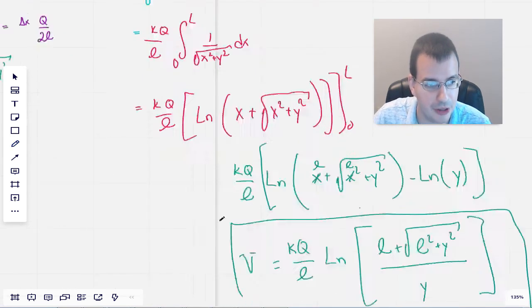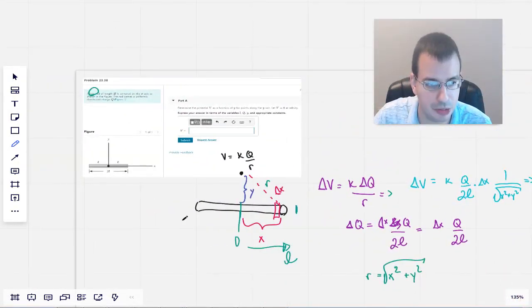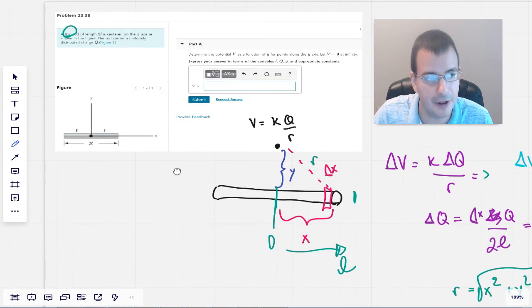So I hope this helped. This is the general way that you would approach this problem, and you approach pretty much any problem like this.